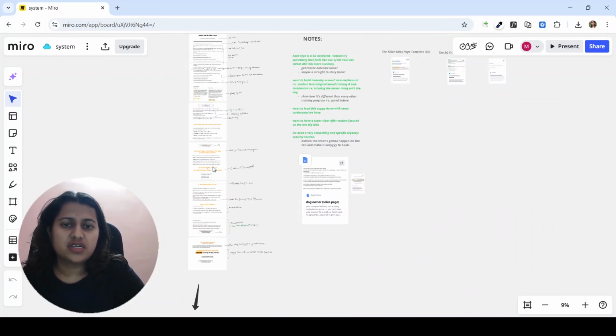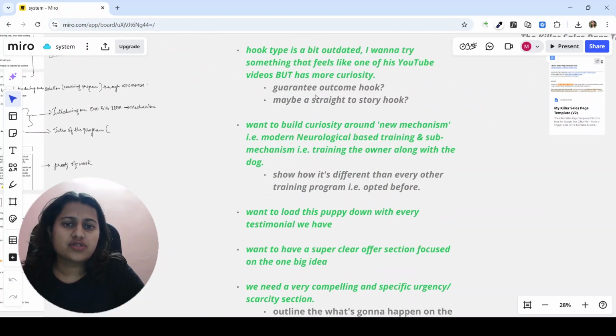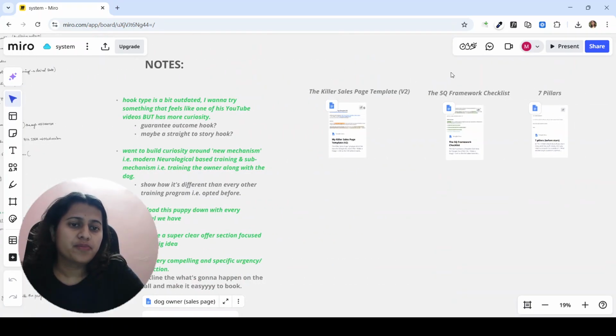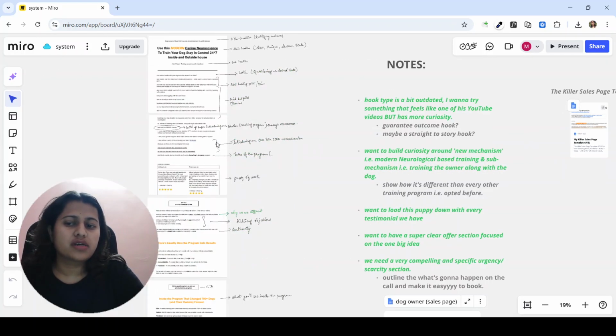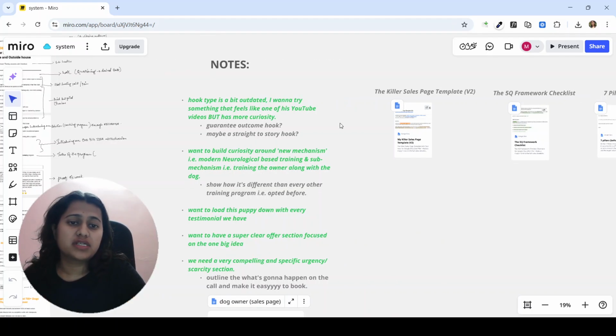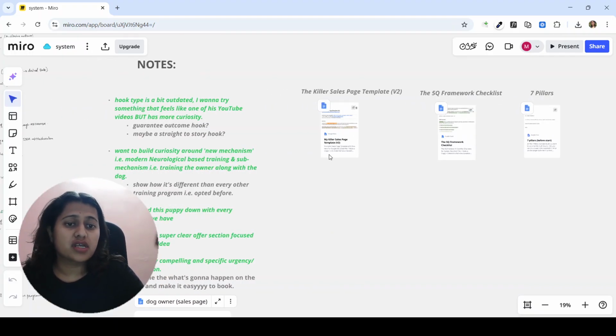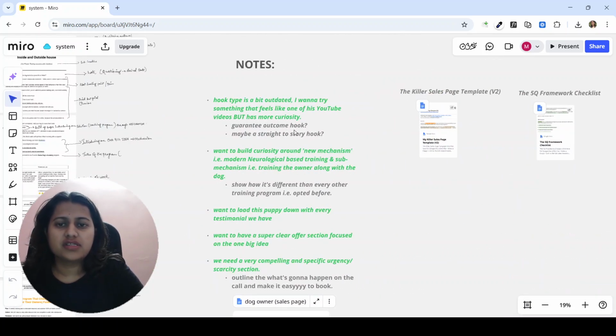So this is the sales page that we wrote, and there is a short note. Also, we use this framework, the 5Q framework checklist, and the killer sales page template. This is not the template only. We created a framework for this niche specifically, but this is an overall one that we have to follow most of the time. So these are the seven pillars that we have to recheck, whether we are killing objections or not, whether we are making them feel doubtful, whether we are making them go through everything that these seven pillars have. That should be in the sales page. Again, the notes.